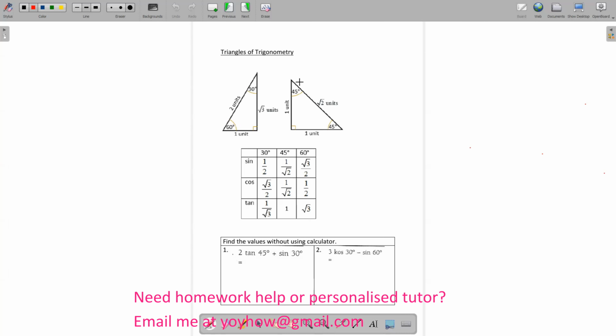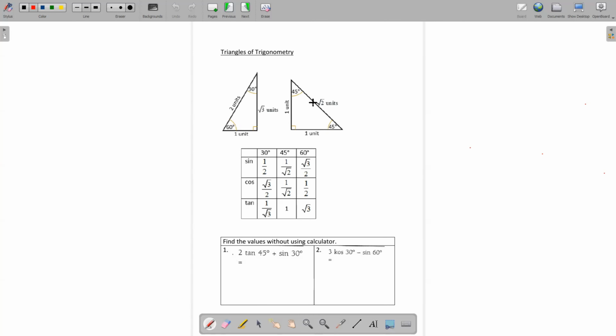The other triangle has two 45 degree angles, and since this is an isosceles triangle, both sides have the same length, which is 1 unit, and the hypotenuse is √2. From this, we can get the values that you see in the table here. First, we have sine 30, so opposite over hypotenuse, you get 1 over 2.